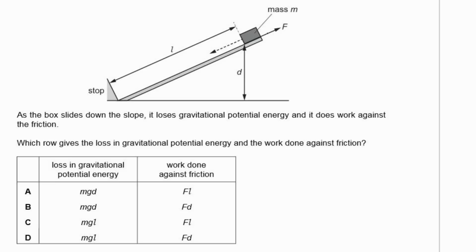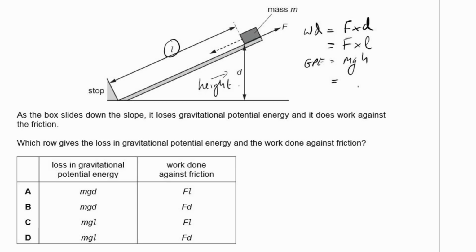What do we mean? Well, work done, the work done against friction, is force times distance. But d here isn't distance, d is height. The distance is actually L. So the work done against friction is force times length, FL. The loss in gravitational potential energy is given by mass times gravity times height. But of course, height here, h, is actually d, because of the way they've labelled it. So that's mass times gravity times d, which is the height in this case.